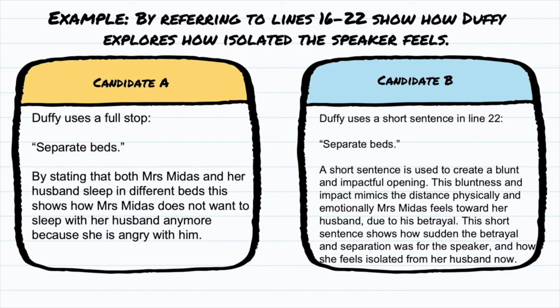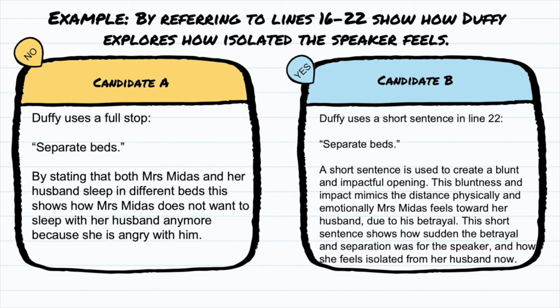So we're looking for a candidate B answer rather than a candidate A answer, and I'm going to tell you why. Candidate A identifies a full stop. There is a full stop in separate beds, which is accurate. However, a full stop is very difficult to analyse, whereas a short sentence is not.